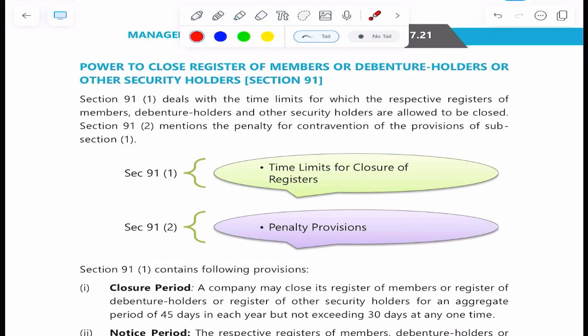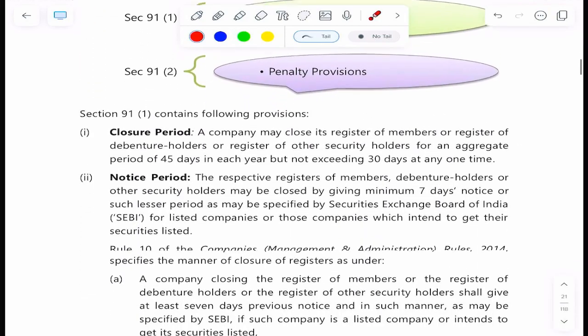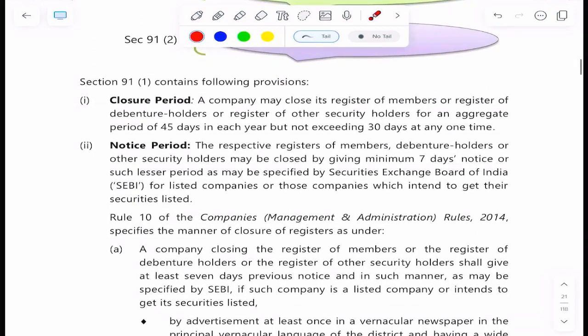Power to close register of member or debenture holder or other security holder, Section 91. Section 91(1) deals with the time limits for which the respective register of members, debenture holders, and other security holders are allowed to be closed. Section 91(2) mentions the penalty for contravention of the provisions of subsection 1. Section 91(1) contains the following provisions.